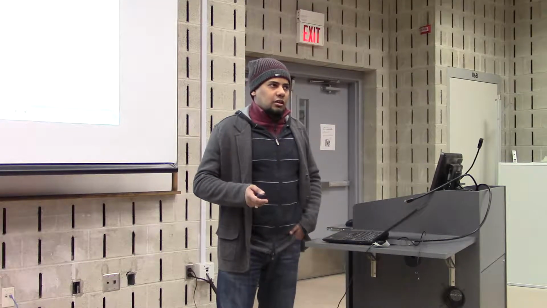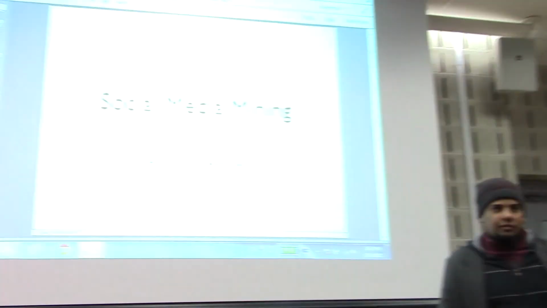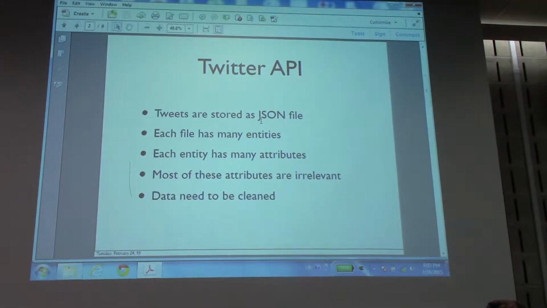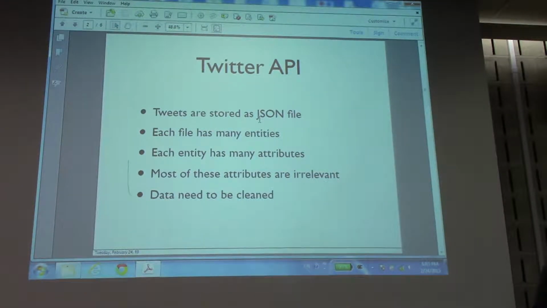Good evening. Last semester I was working on my dissertation on social media analysis. We were working on detecting social events on social media. So our focus was on Twitter datasets. What's good about Twitter is that they provide an API that gives you every tweet as a JSON object. Each file has many entities. Those entities represent user, retweet, media, and the entity has many attributes.